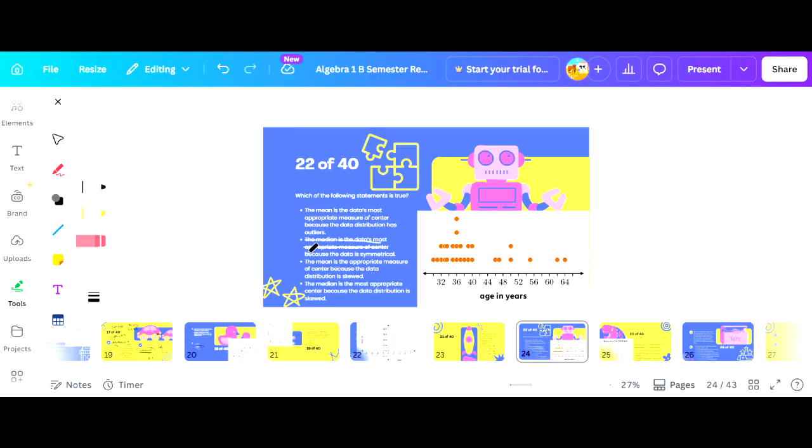The mean is the appropriate measure of center because the data distribution is skewed. Is it skewed? Oh yeah, it's got a head here and a tail there. The median is the most appropriate center because the data distribution is skewed. It's definitely skewed. So mean and median, which one is more appropriate for skewed data? Guess what? I don't remember. I'm going to have to go look. Median is your best bet because the mean takes into consideration these and weights them higher than they should. So the median is the most appropriate measure of center.